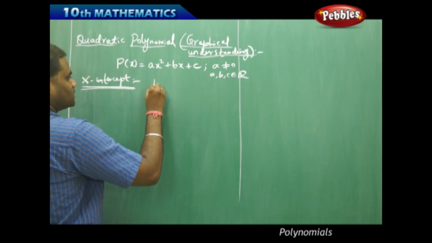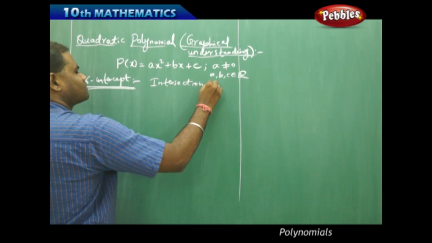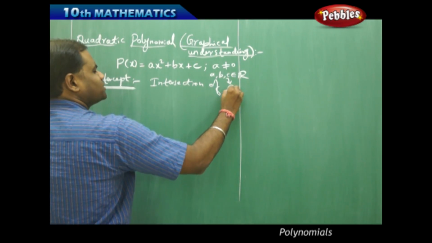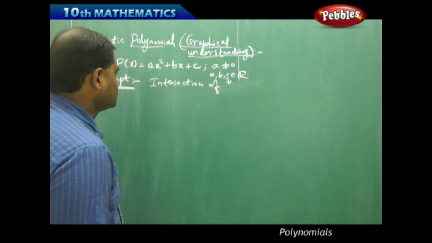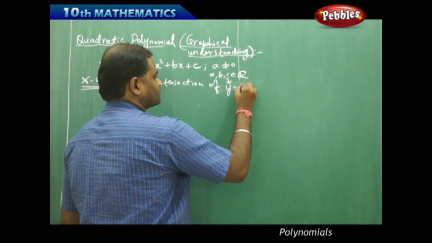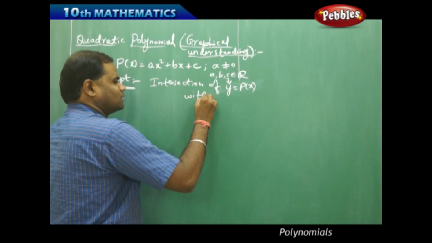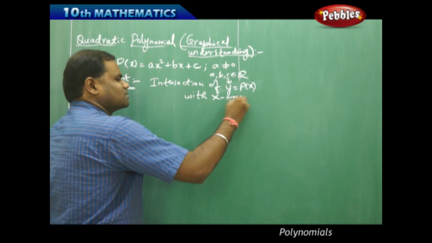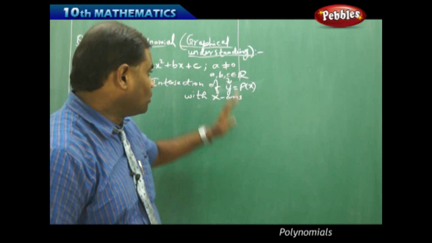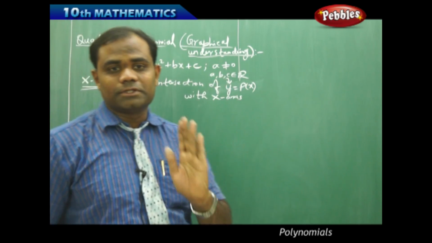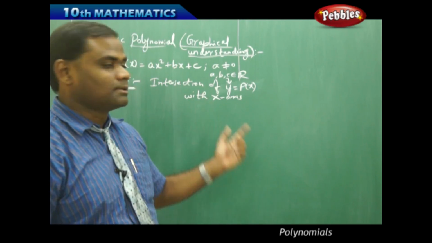So x-intercept is the intersection of this equation p of x. If I take this as y, this is the intersection of y is equal to p of x with x-axis is how I understand the x-intercept. The curve, the quadratic polynomial which cuts x-axis, that intersection points are called x-intercepts.